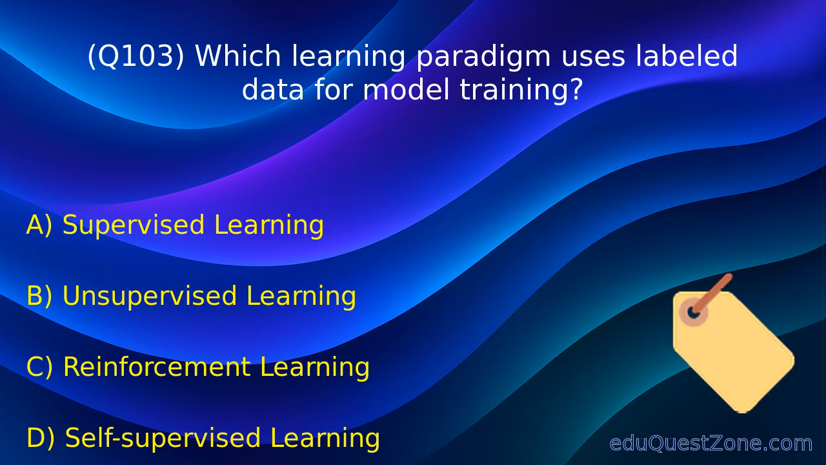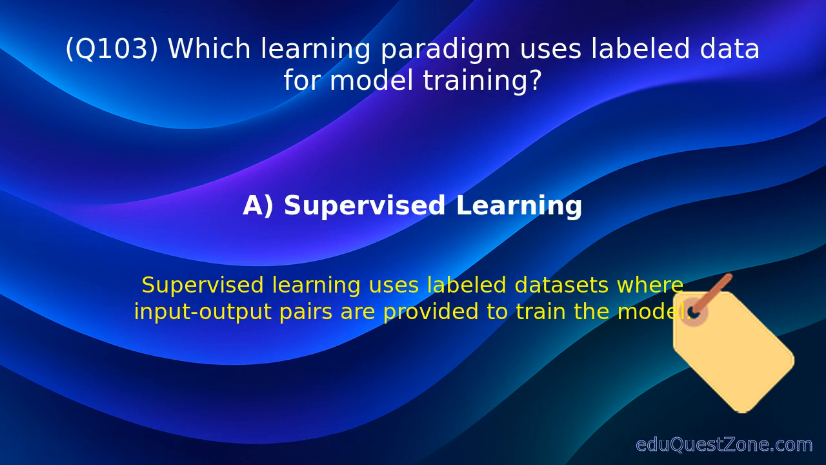Question number 103. Which learning paradigm uses labeled data for model training? Option A. Supervised learning. Supervised learning involves training models using labeled data.